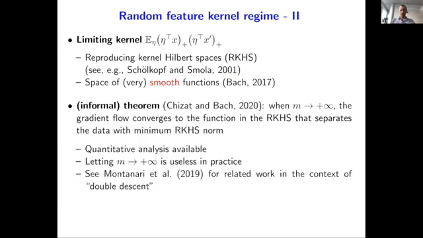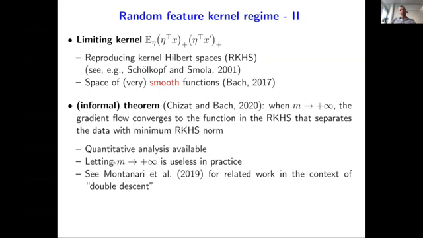And what is the informal statement that we have? Again, you can look at the paper to get more detail. If m goes to infinity and you only optimize over the output weights, the kernel flow converges to the function which is minimizing the RKHS norm, to get the smoothest separator. Because it's convex here in theta2, you can get some quantitative analysis. It's one instance of double descent, so we can maybe talk about this during the Q&A session.